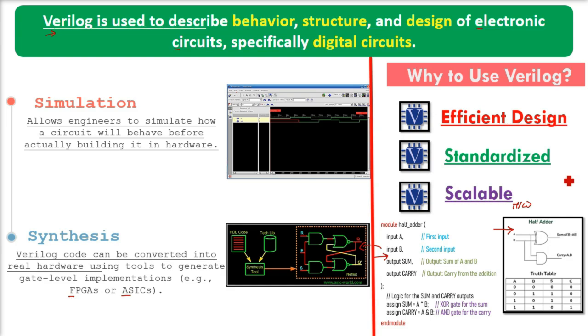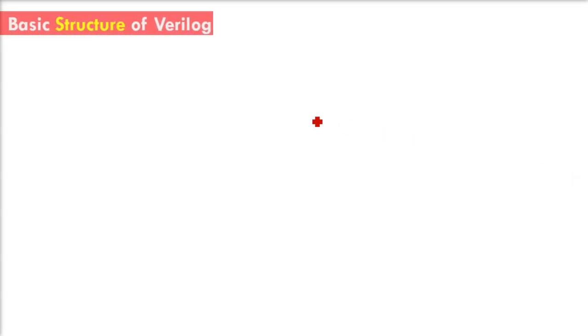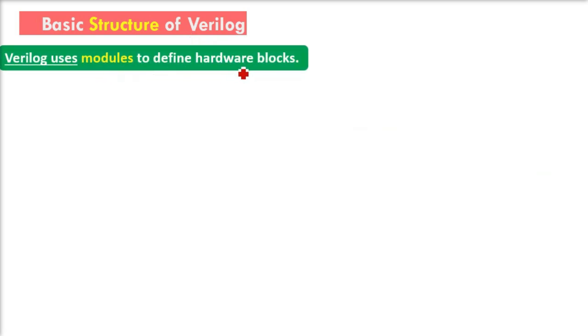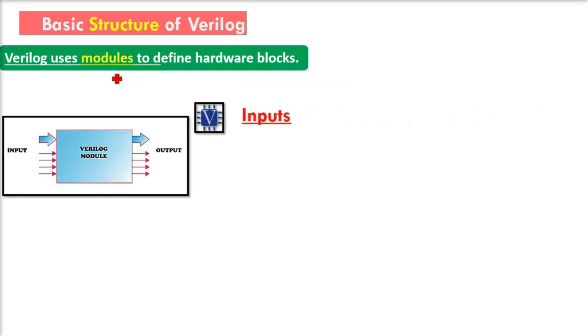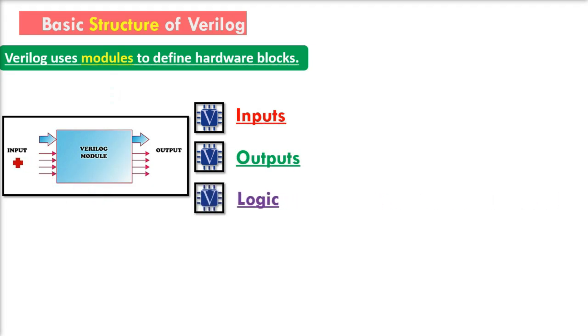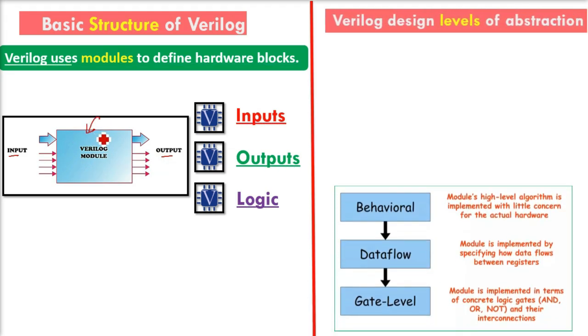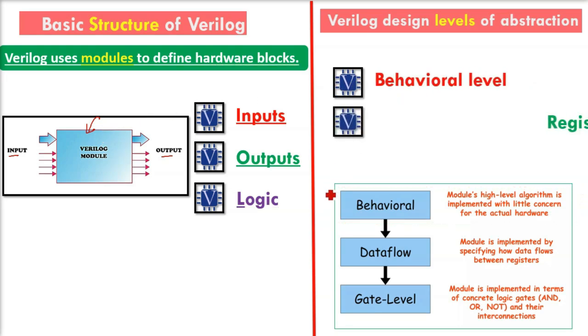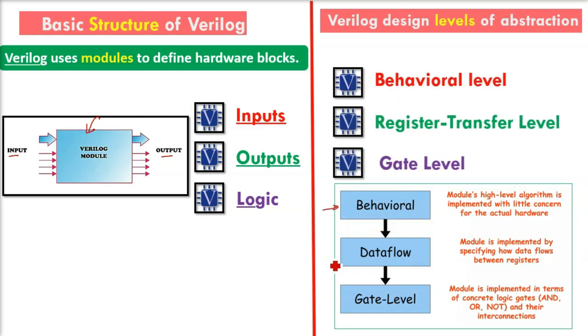The basic structure of Verilog: it uses modules to define hardware blocks. A module is like a blueprint for a piece of hardware and can include inputs, outputs, and logic. Verilog supports many levels of abstraction: behavioral level, register transfer level, gate level.